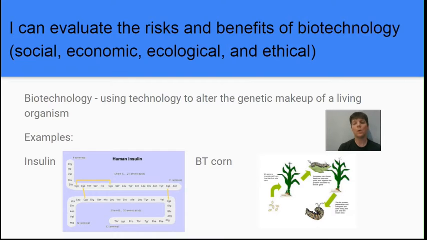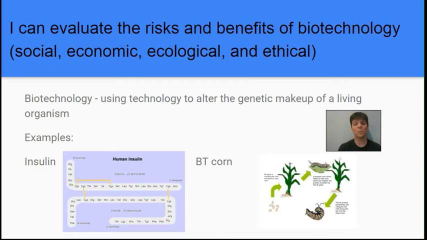Now, Bt corn is corn which contains a gene from a bacterium, and this bacterium gene allows the corn to produce a toxin which is deadly to an insect pest, which would normally cause a lot of problems for the corn. So now the corn has this toxin, it kills the insect pest, and the corn is much stronger, it's resistant to being damaged by pests.